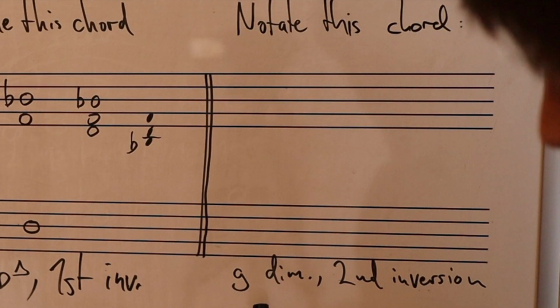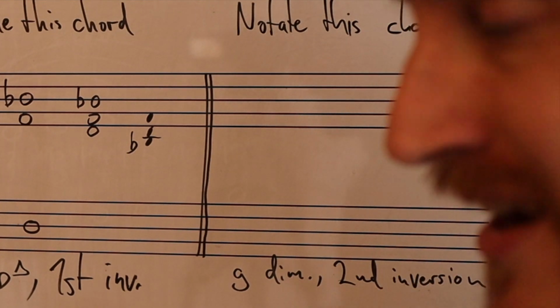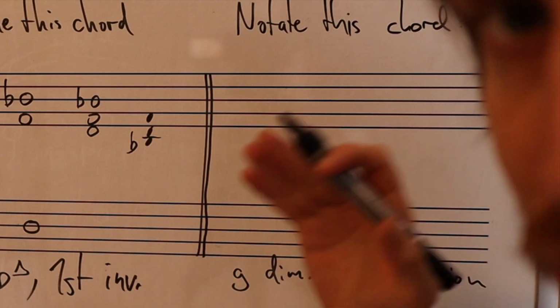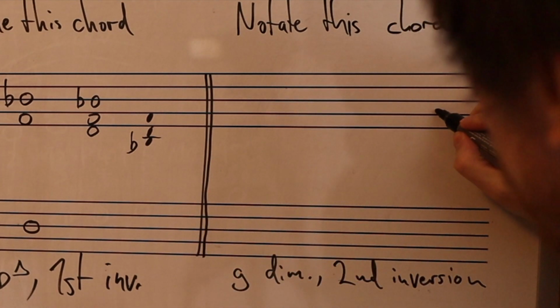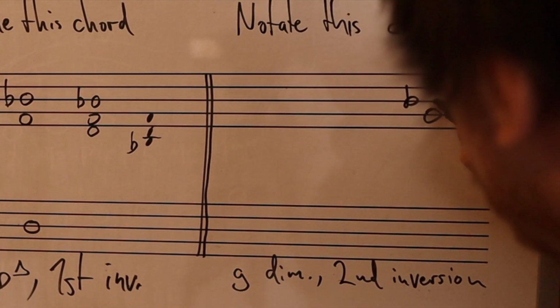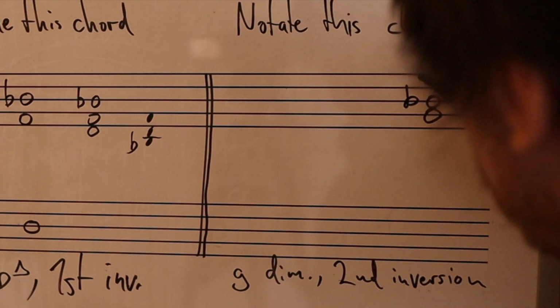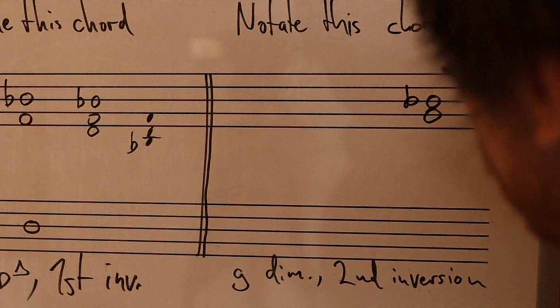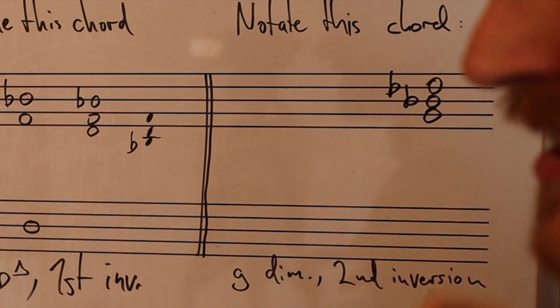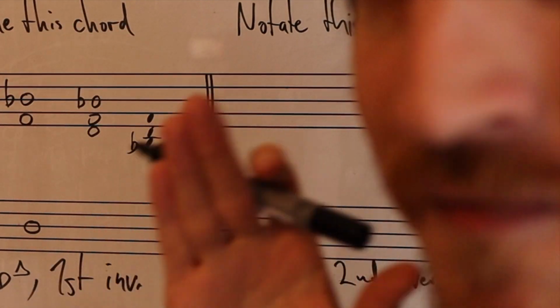They want us to notate G diminished in second inversion. Let's first write the G diminished chord as a root position, close position triad. A diminished chord is a stack of two minor thirds. That's G, B flat, and the minor third above B flat is D flat. G, B flat, D flat. D flat is the diminished fifth.